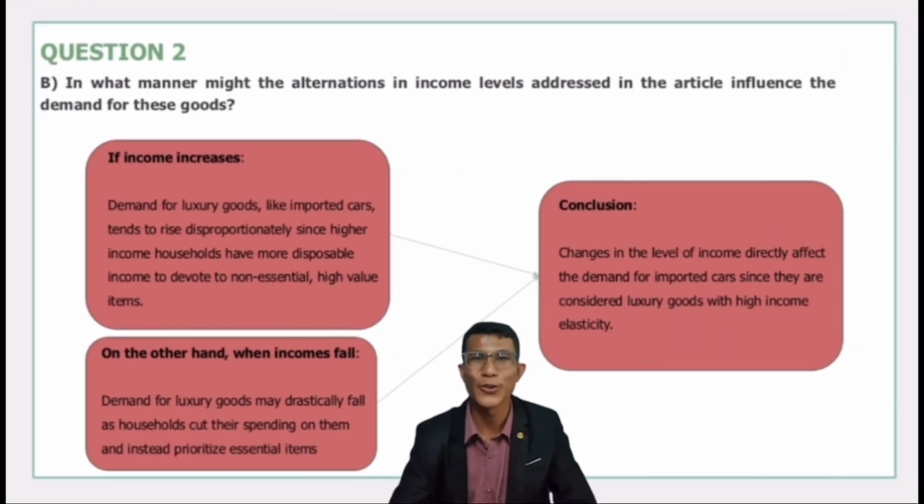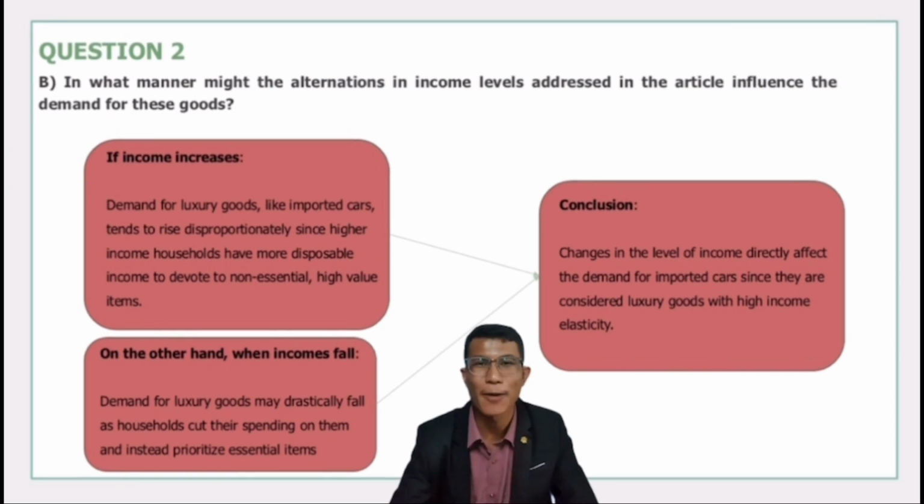So now we are going to question B. In what manners might the alternation in income levels addressed in the articles influence the demand for these goods? So how can we answer this question?